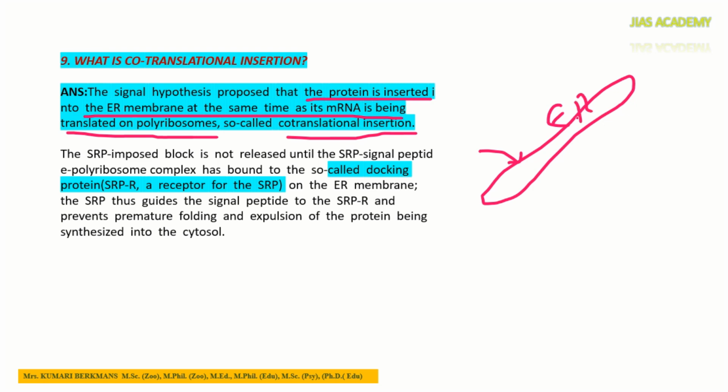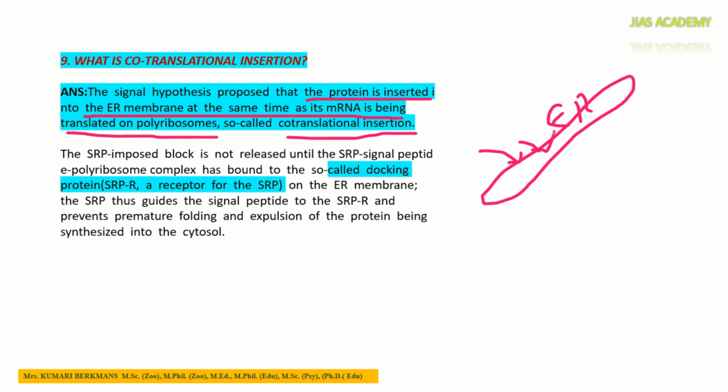The mRNA is being translated on polyribosomes at the same time, so this insertion is called co-translational insertion.